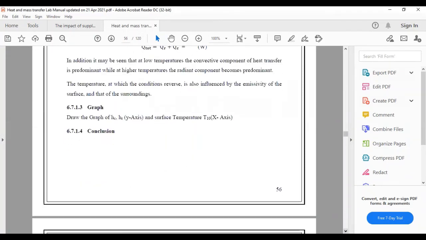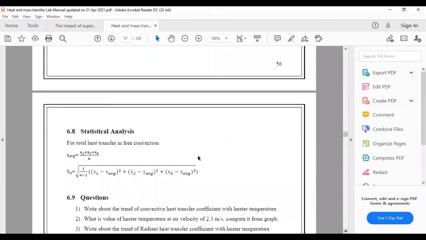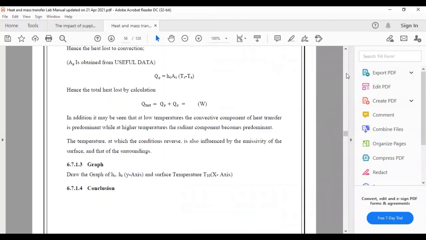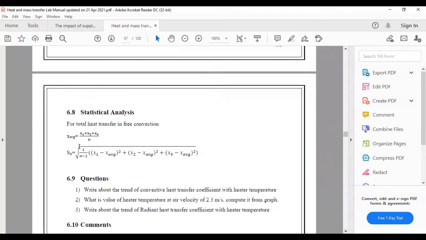So this is about the graph, and then statistical analysis is next. Because we have taken 5 readings, we will get 5 values of Q total. This X is basically representing the Q total. We will add the 5 values of Q total and divide by 5. This N is the number of observations you are taking here. So we will get the average value of Q total, and then we need to calculate the standard deviation.